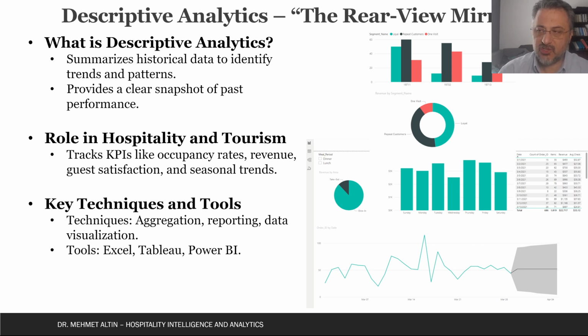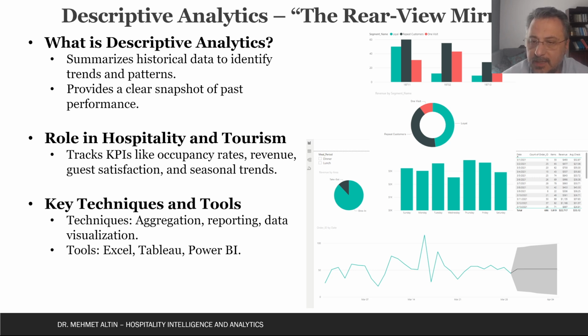Businesses rely on it to track key performance indicators, or KPIs, such as occupancy rates, understanding how many rooms are booked versus available, revenue metrics like tracking income over different time periods, guest satisfaction scores, summarizing feedback to identify overall performance, and seasonal trends like analyzing booking patterns across peak and off-peak seasons. There are many other things we can talk about. The techniques used in descriptive analytics include data aggregation, reporting, and visualization.